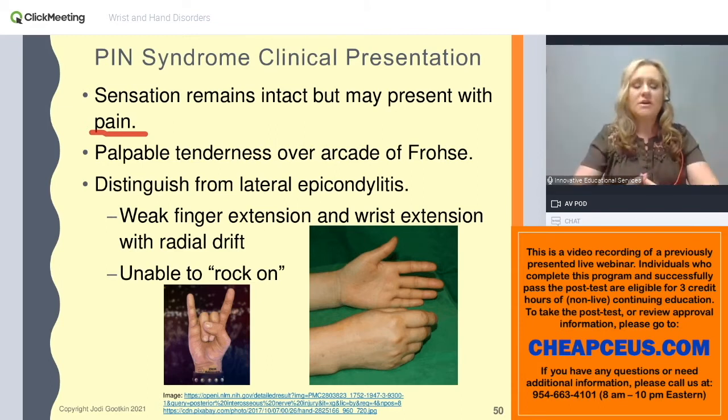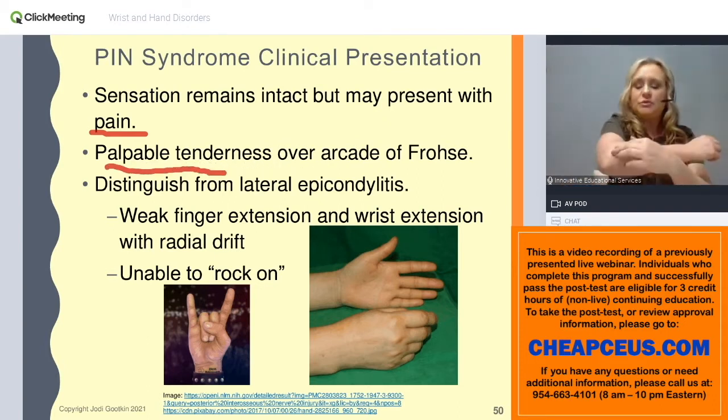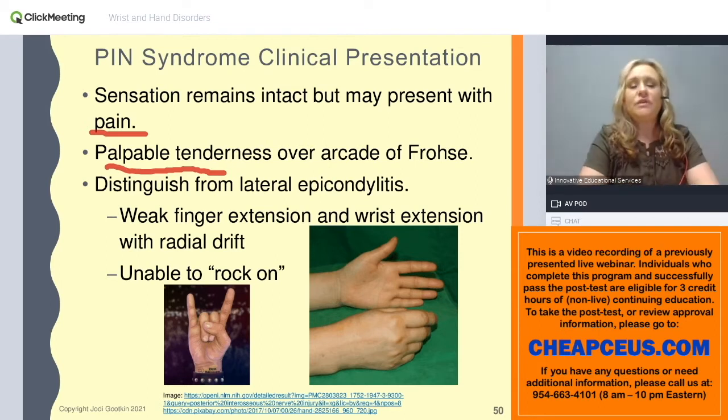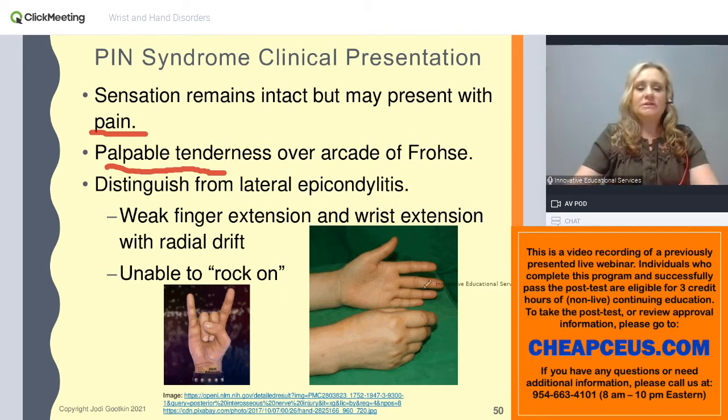The hallmarks of that condition, where we see between the deep and superficial heads of the supinator, that nerve branch being compressed: if we palpate right in that area over the arcade of Frohse between those heads, the patient's going to feel the compression and it'll replicate that tenderness that they are having. We're going to look at wrist extension for the patient. So this individual here, we're asking them to perform wrist and finger extension, and we're seeing that they are unable to perform that even in a gravity eliminated position.